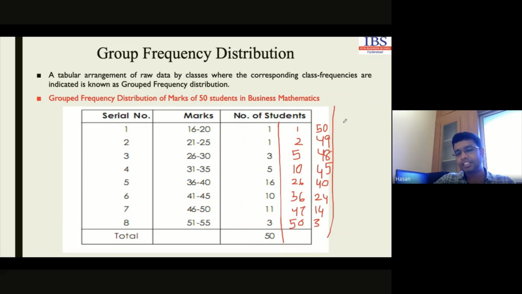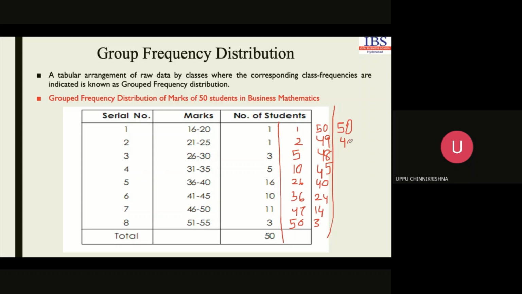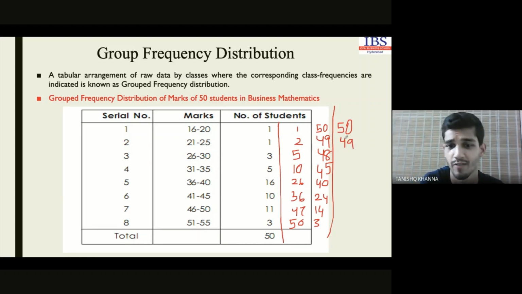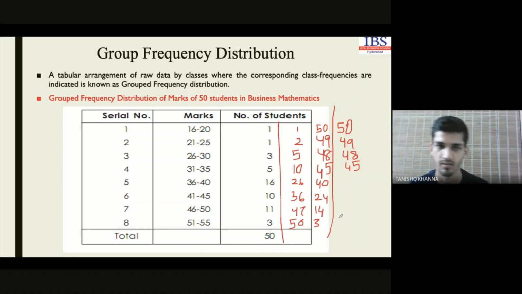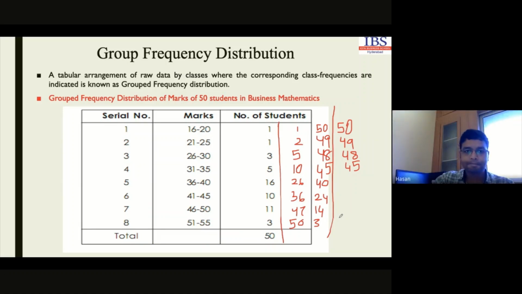This 50 will be simply written here. Then subtracting, for the next one the cumulative frequency will be 50 minus this one. This is 49, then 48, 45, 40, in the same order. 49 minus 1 will be 48, then 48 minus 3 is 45. If we count from the reverse way, it will give the same result. We can add and subtract, both will be correct.